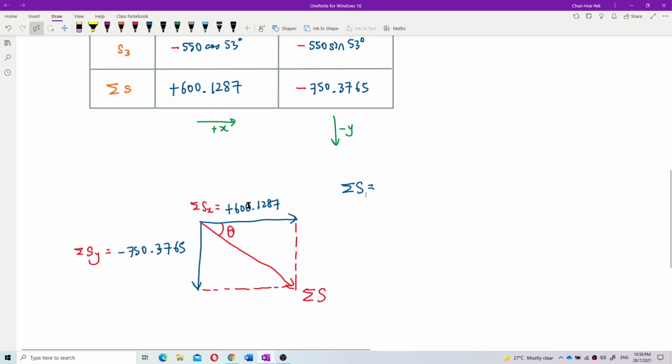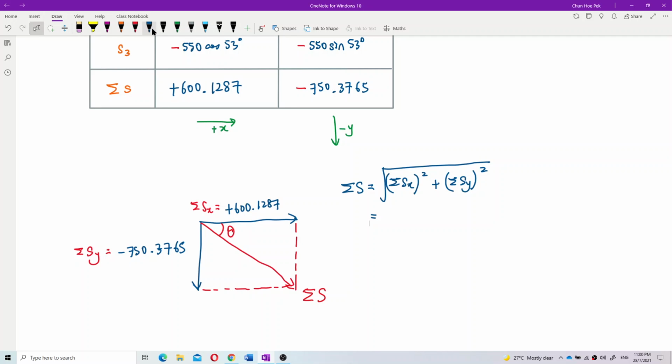Pythagoras: the total Sx, we square it, and our total Sy, we also square it, and then we square root, the Pythagoras theorem. So just substitute your values over here and here. The negative sign after squaring is gone. So what is our answer? Let us find out.